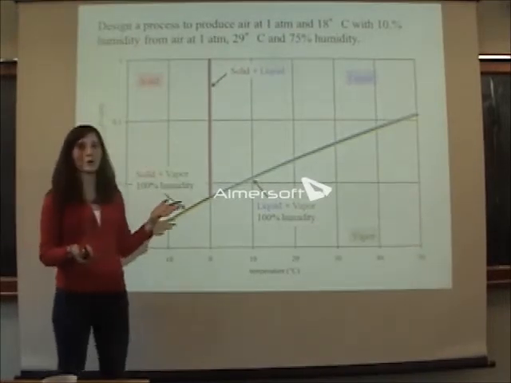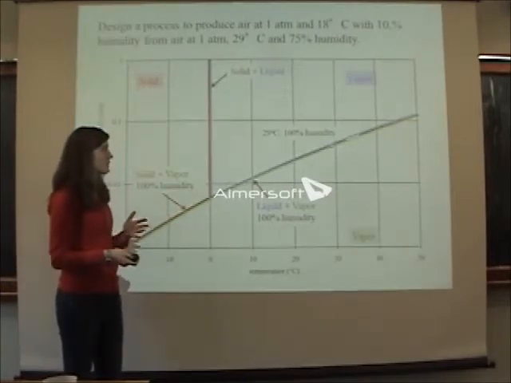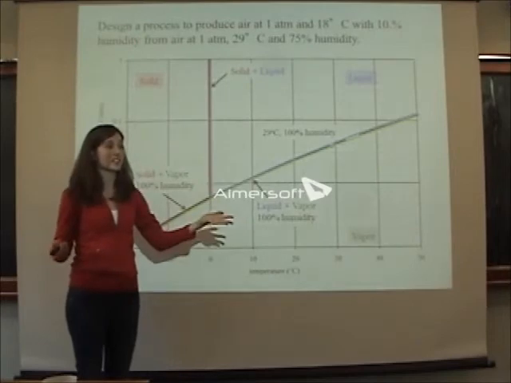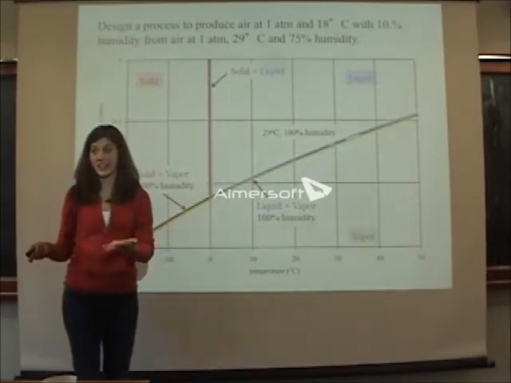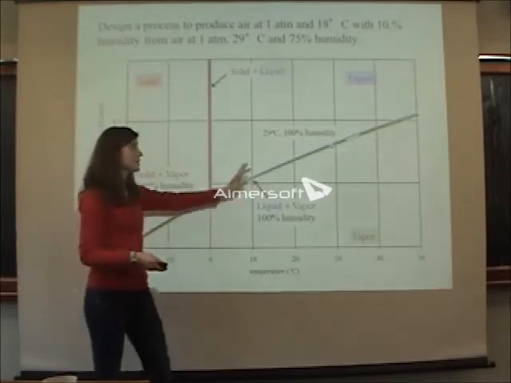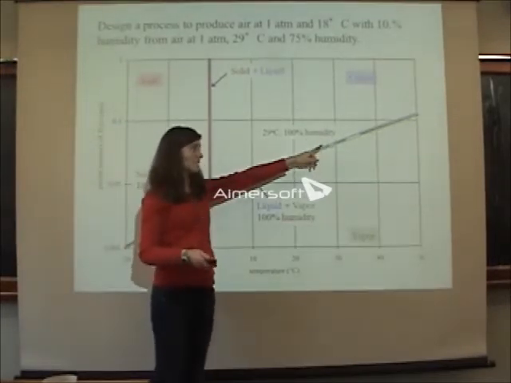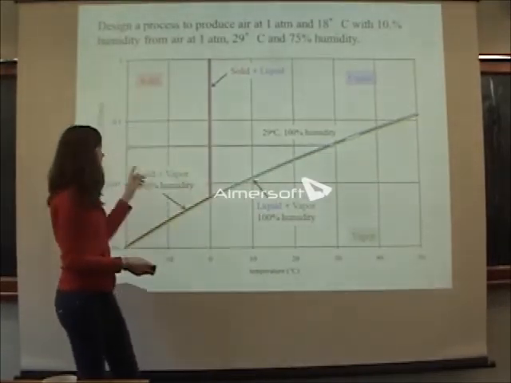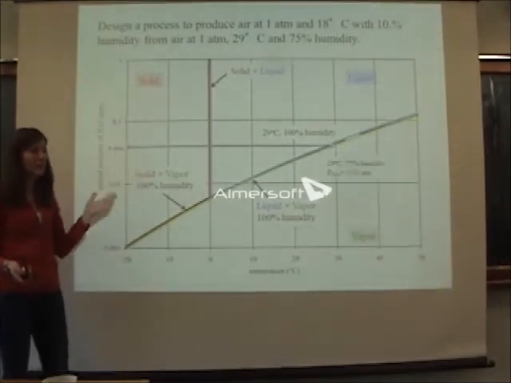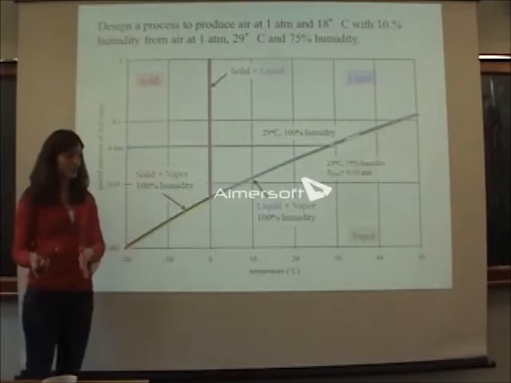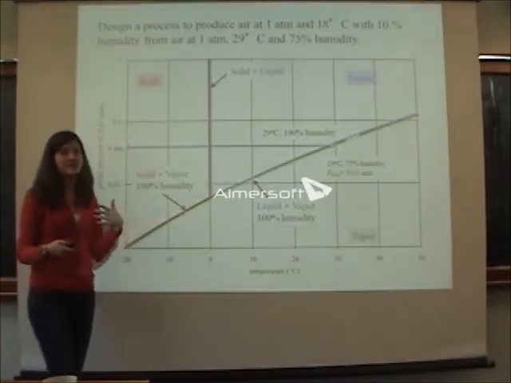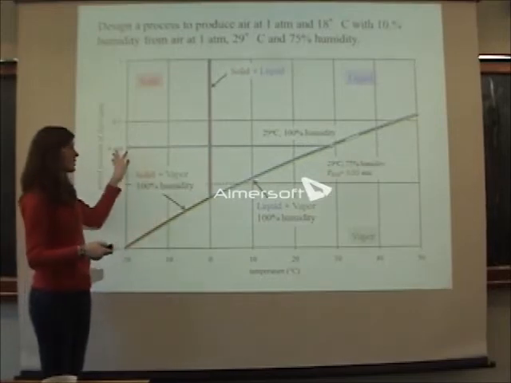So first let's find our point on the graph. So we're at 29 degrees C, 100% humidity, because we don't know what 75% humidity is, right? But we do know what 100% humidity is because we have this line. So because we know what 100% humidity is, we can draw a line over and say that is at 0.4 atmospheres, okay? So we know what our partial pressure is at 100%. And so then if it's 75%, it's just 75% of this partial pressure.